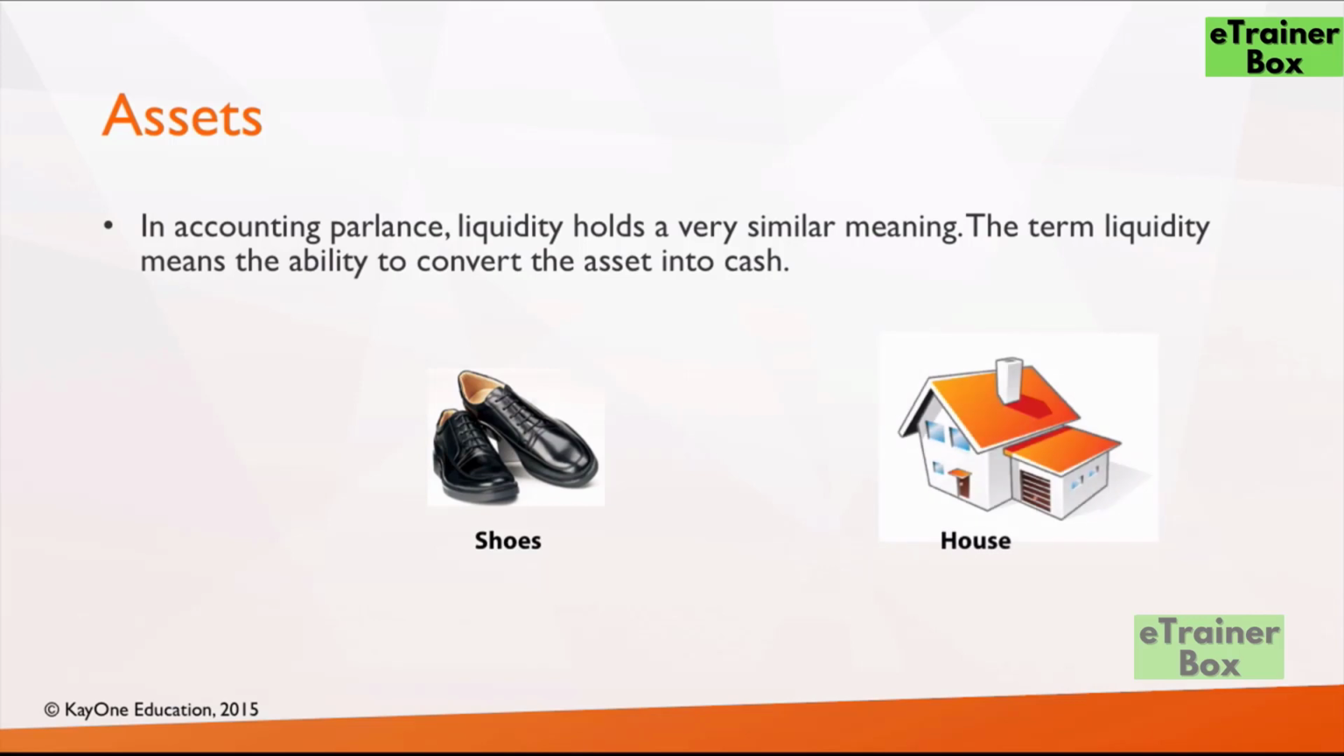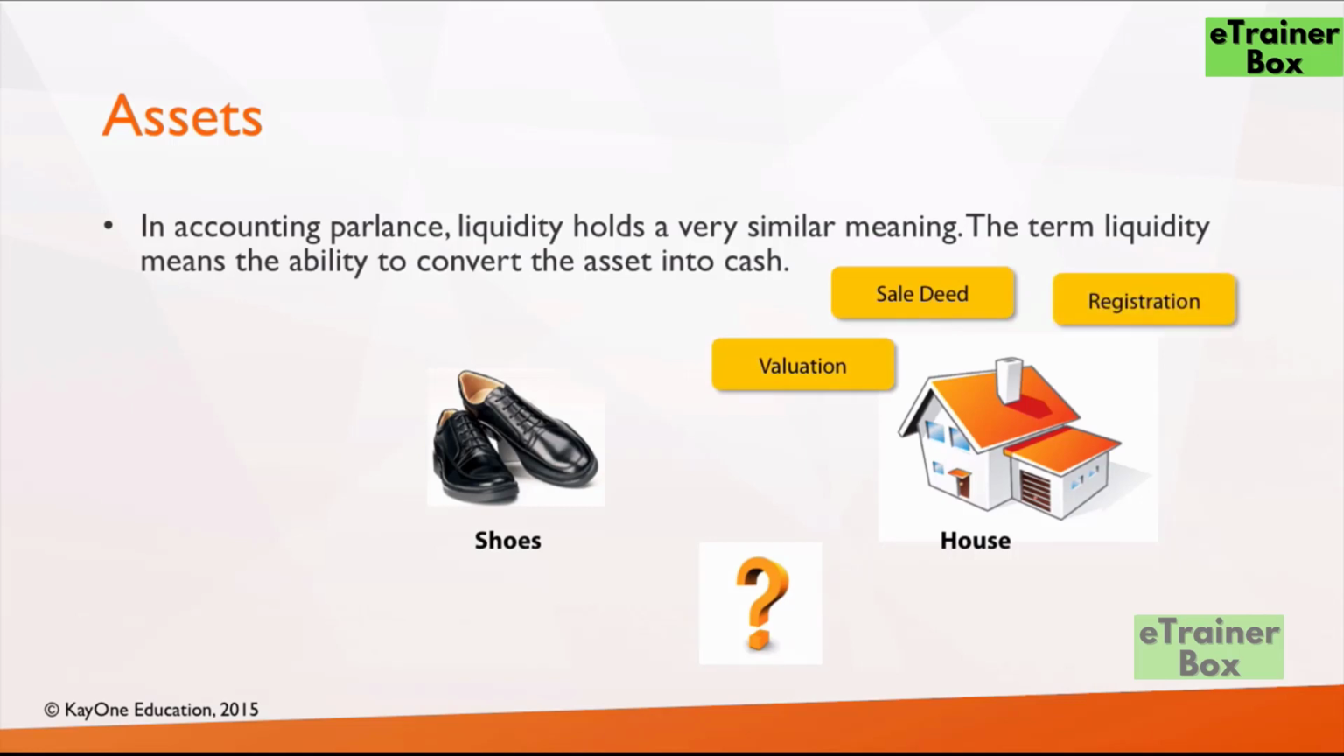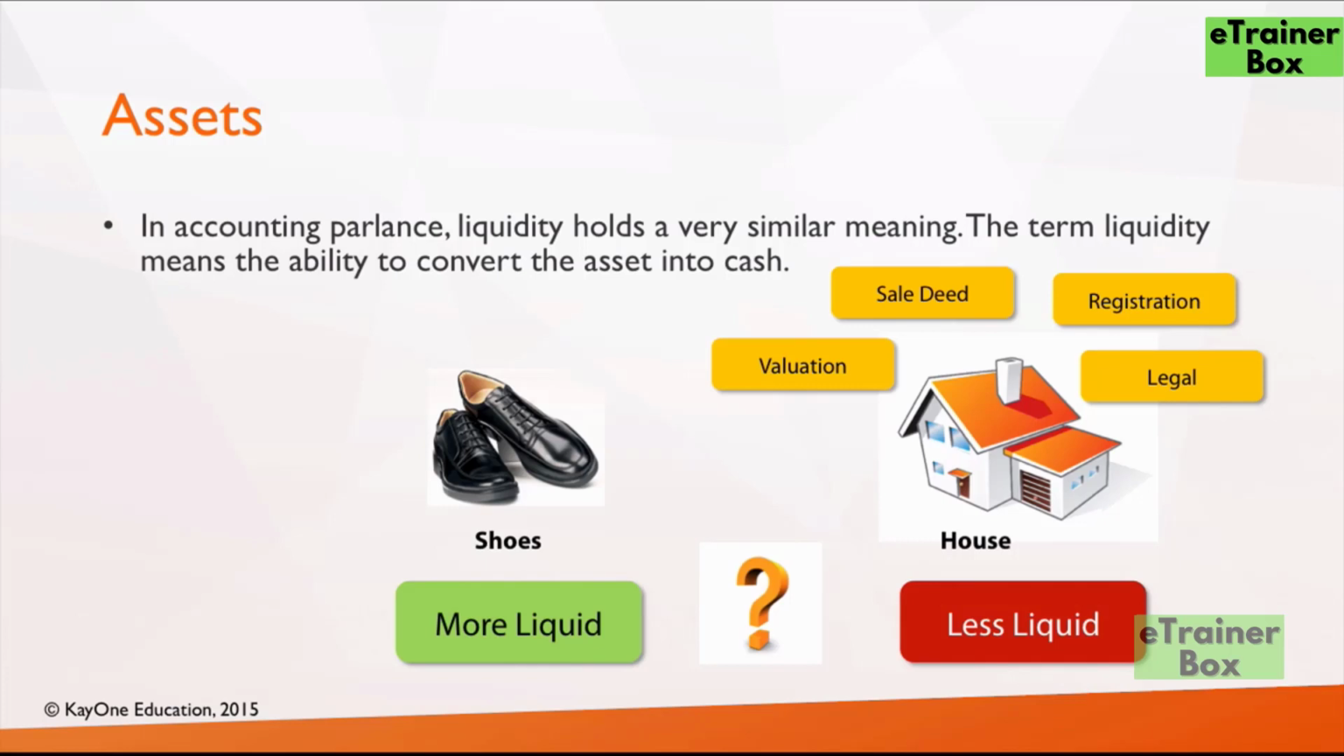Let's take an example. Assume that you own two assets, shoes and a house. Can you tell me which of these are most liquid? Is it the shoes or is it the house? Obviously, the answer should be shoes, because when it comes to the house, by the time you convert this house into cash by selling, you need to go through various procedures such as valuation, sale deed, registration, the legal formalities, and so on. So in this example, shoes are more liquid and the house is less liquid.